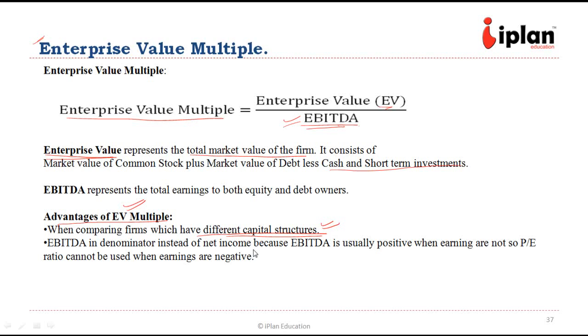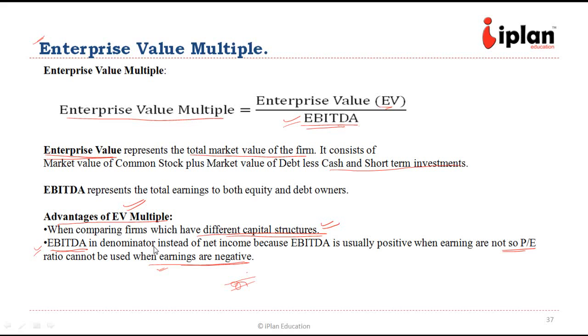Another advantage here is that we are using earnings before interest, tax, depreciation or amortization in the denominator, which is always a positive number. So we are going to have this ratio as a positive number. While using the price to earning ratio, that number can be negative when earnings are negative, because earnings could be negative because of high interest, tax or depreciation, etc., whereas EBITDA is positive. So more likely we are going to have positive numbers in the ratio.